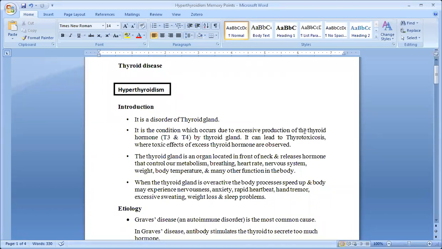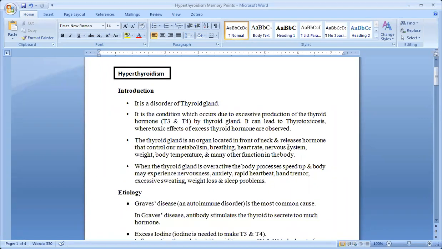It leads to thyrotoxicosis. Keep that in your mind. The thyroid gland is an organ located in the front of the neck and releases hormones that control many functions. What are the main roles of T3 and T4? They control many functions, a few of them being metabolism.